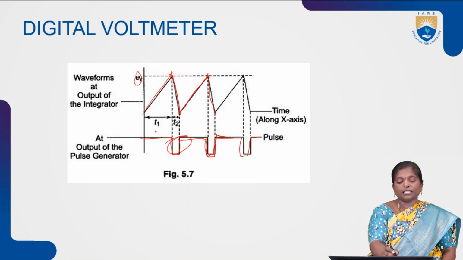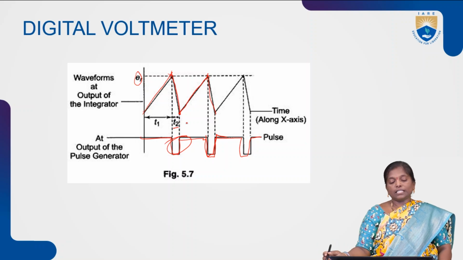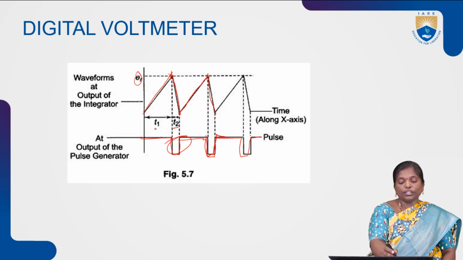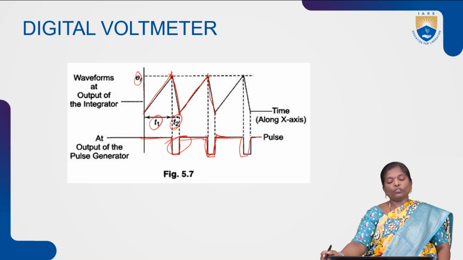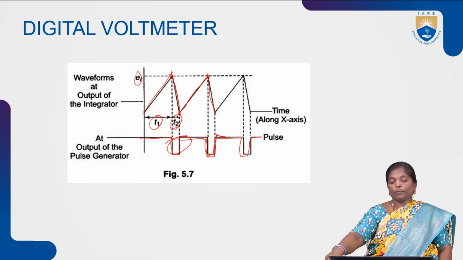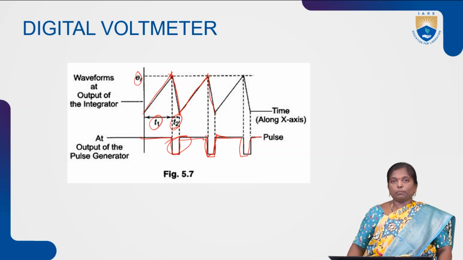Here T1 represents the charging time and T2 represents the discharging time. With the help of T1 and T2, we can measure the frequency. This is called the integrating type of digital voltmeter.